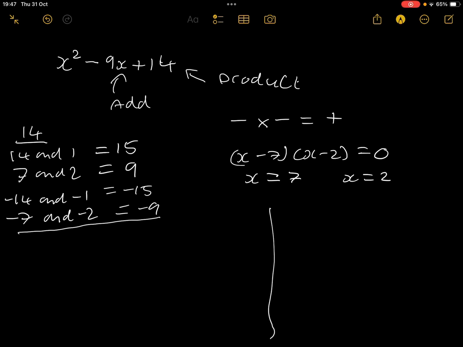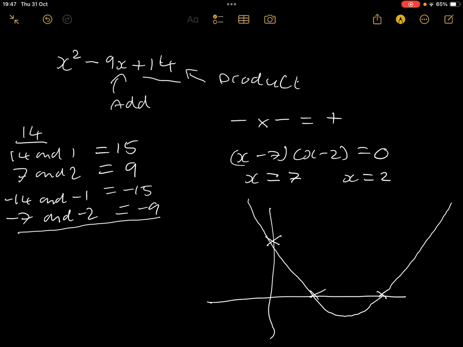Let's draw our graph. Once again, we know our two roots are 7 and 2 based on what we've just done. We know our y-intercept is 14 because it's just a number on its own. We're going to put 14 there. We know that it hits 2 here and 7 here. So now it's going to hit the x-axis twice because we have two unique roots, and the graph is going to look something like that. And it hits at 2, 7 and 14. And there you go.